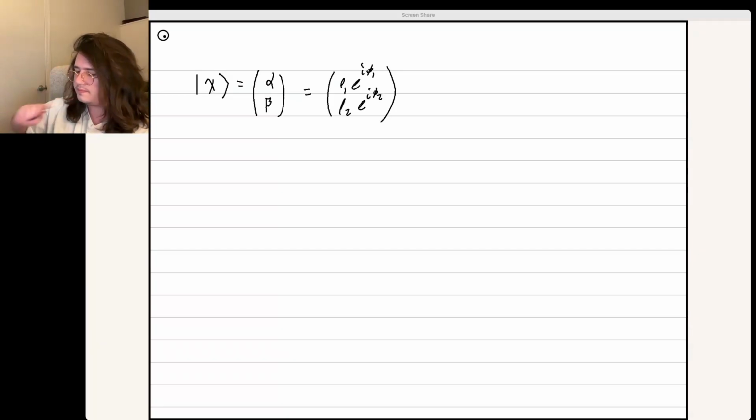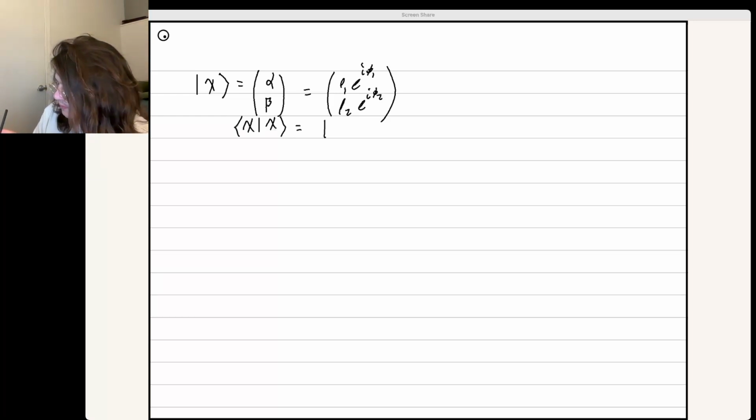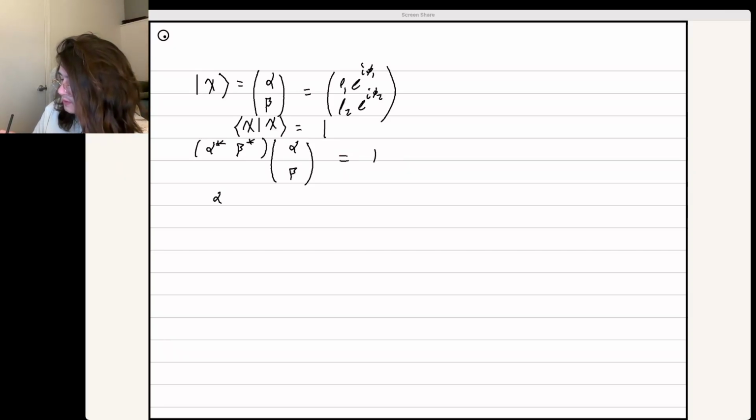So the way to do this is to take the inner product of this first, which in theory should be equal to 1, so we can use that to constrain our values. Writing it all in column vector notation, that's going to be the complex conjugate of alpha as well as the complex conjugate of beta times this alpha beta column. That needs to be equal to 1. So when you take the inner product, you have alpha star alpha plus beta star beta equals 1. You can just say that this is alpha squared plus beta squared is 1.